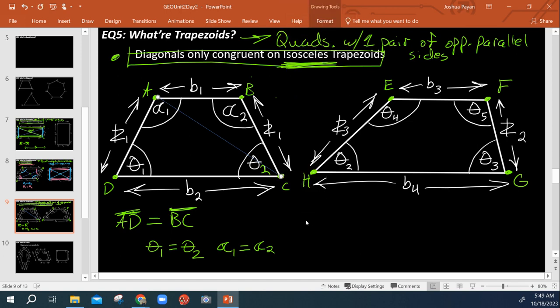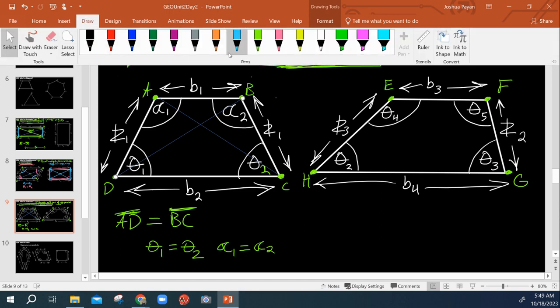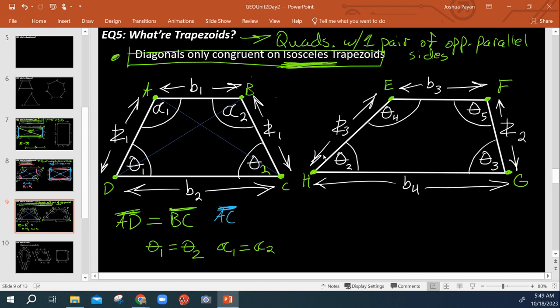But if I go ahead and connect my diagonals, so diagonal AC, and let's see if it'll allow me to duplicate this. And I connect B to D, right? I can plainly see that something else is true. I can see that diagonal AC is congruent to diagonal BD. Okay, they're precisely congruent. They don't bisect or anything like they do on parallelograms, but they are the same length. So the distance from here to here is the same distance from here to here. Okay, that's only true on isosceles trapezoids.